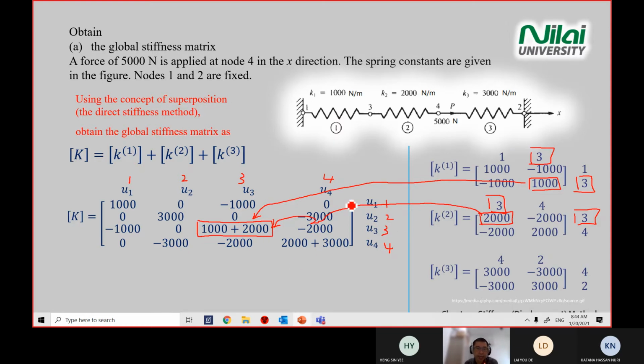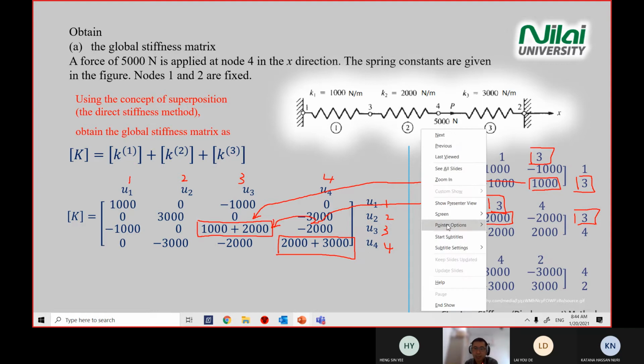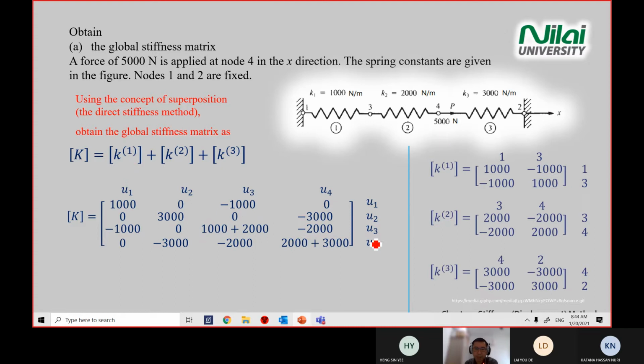And then, my question is this number, 2,000 plus 3,000. Singi, are you able to understand 2,000 plus 3,000 of this number? How we get this one? Yes. Lai, are you able to understand why we get 2,000 plus 3,000? Correct. Okay, Katana should be no problem, right? Yes, sir.